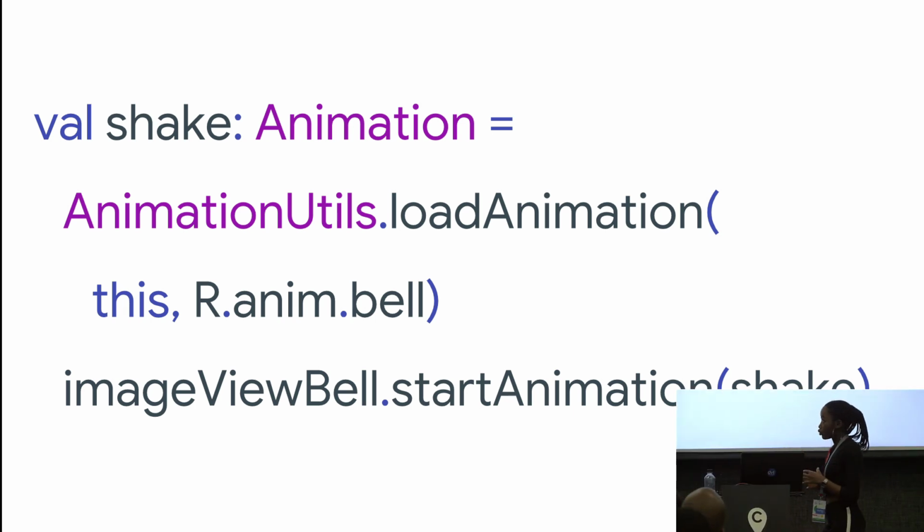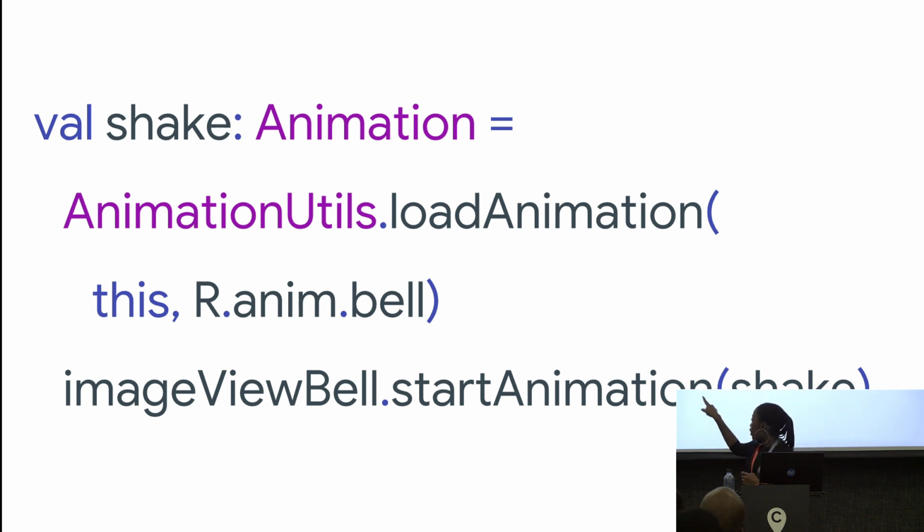To play it actually in the code, you define an animation object, we call it shake. You use AnimationUtils, which is a class that defines common utilities for working with animations. And we call the loadAnimation method, which loads an animation object from a resource. And we give it a context of this. And R.anim.bell is our resource file, the XML file that is in the anim package. And we say imageViewBell.startAnimation, we pass it the shake. So that's how we get the animation playing.